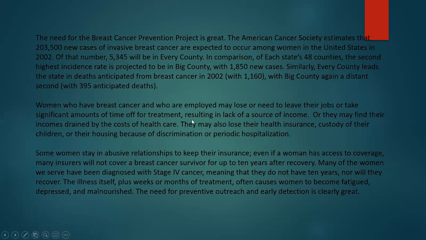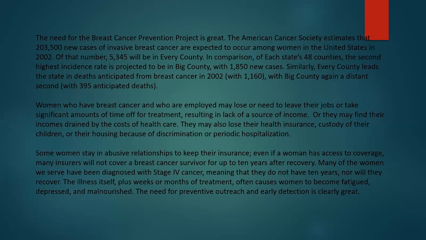Okay, continue. In comparison of each state's 48 counties, the second highest incidence rate is projected to be in Big County with 1,850 new cases. Similarly, hold on 1 second. See how they compare. They compared their county to the other 48 counties. Remember we talked about earlier? You have to show that your problem is worse than the state, local, county, nation, etc.